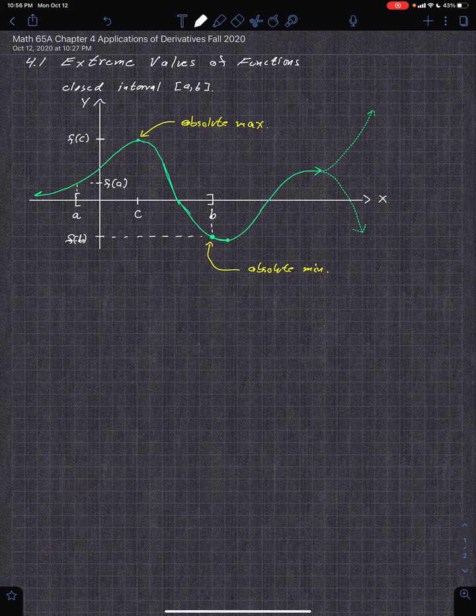So here's the definition of absolute minimum and absolute maximum. And then we'll get to the theorem a bit later. So here we go, here's the definition.